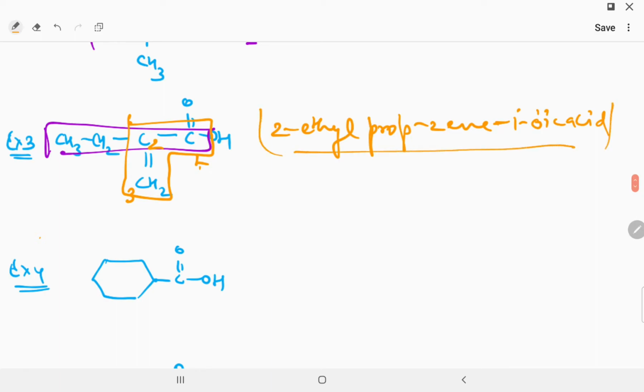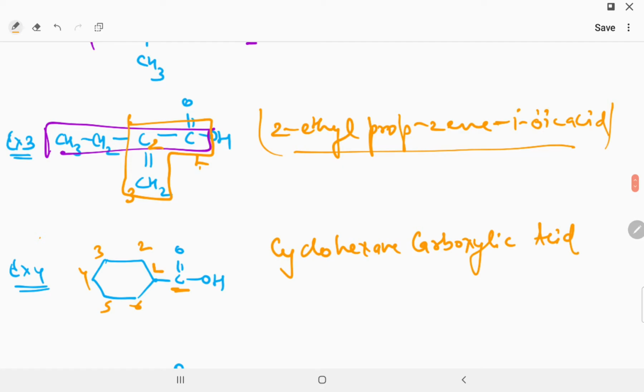Okay, now in example number 4, if you are able to see, there is a carboxylic, we start numbering from this: 1, 2, 3, 4, 5, 6. This is the longest carbon chain. Now in example number 4, the carbon of the carboxylic is not included, so we say cyclohexane carboxylic acid.